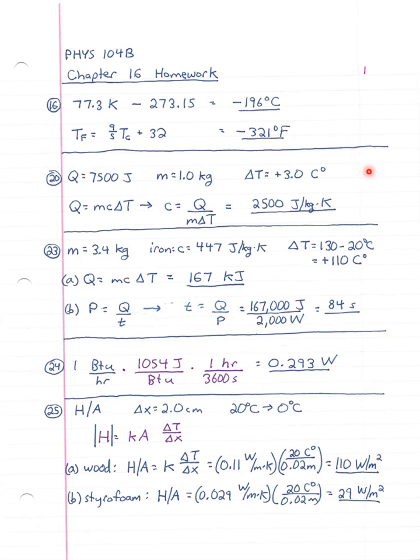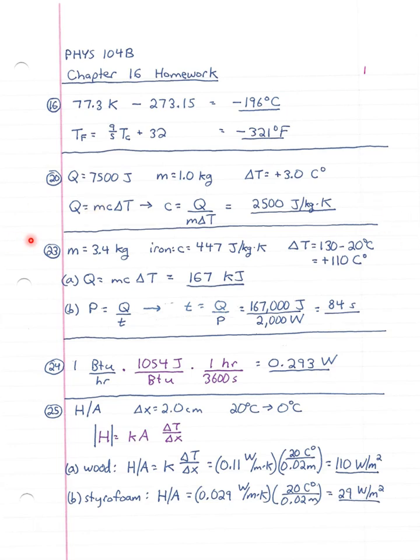Number 20, what is the specific heat of a material if it takes 7.5 kilojoules to increase the temperature of a 1 kilogram sample by 3 Celsius degrees? I have written out the given information. It says it takes 7.5 kilojoules, so we'll say Q equals 7,500 joules. Mass is 1 kilogram, and change in temperature is plus 3.0 Celsius degrees. We'll use the equation Q equals mc delta T and solve for C. So C is Q over m delta T, and you should get 2,500 joules per kilogram Kelvin.